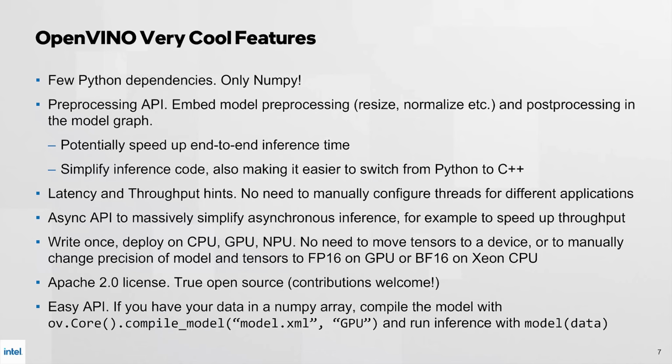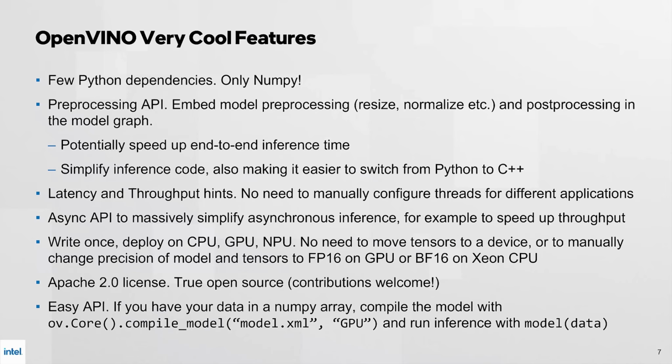Write once, deploy on CPU, GPU, NPU. That was on the previous slide too. But here's what it actually means. You don't need to move tensors to a device or to manually change precision of the model and the tensors. So you can really write your code once, and it just works when you switch between CPU and GPU.